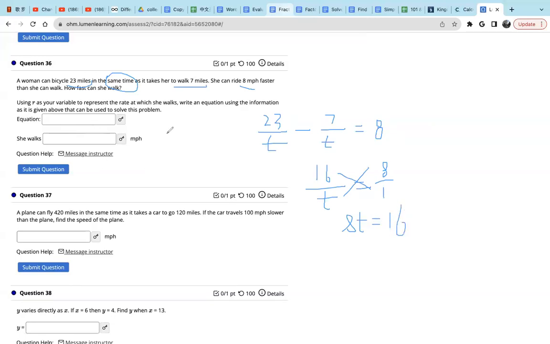Right. So the equation is this one. Write down that equation into this, and she walks 2 miles per hour because we divided by 8, right? 16 divided by 8 equals 2.